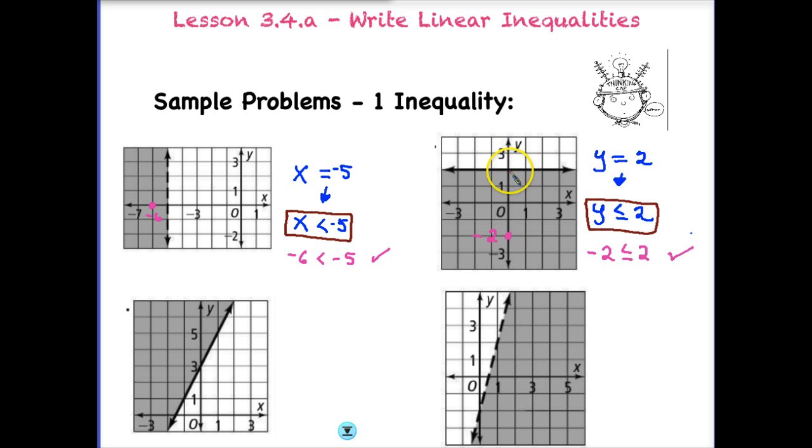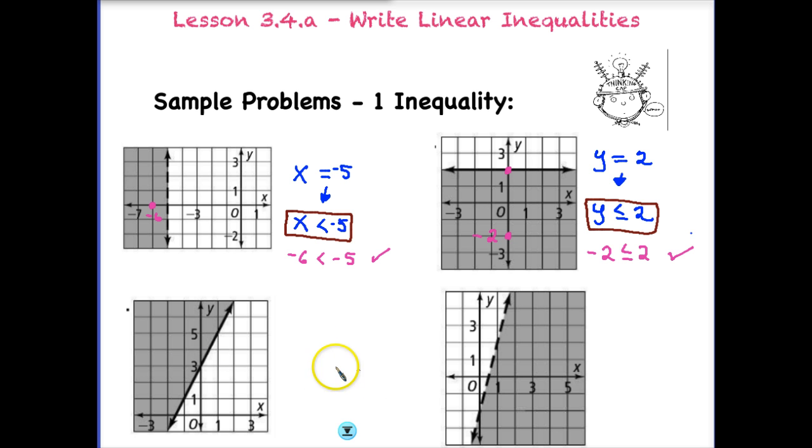I could even pick this point up here, which is 2, and plug that in. 2 is less than or equal to 2. It, in fact, is equal to 2, so that would be true as well. All right, let's move down to our last two here.